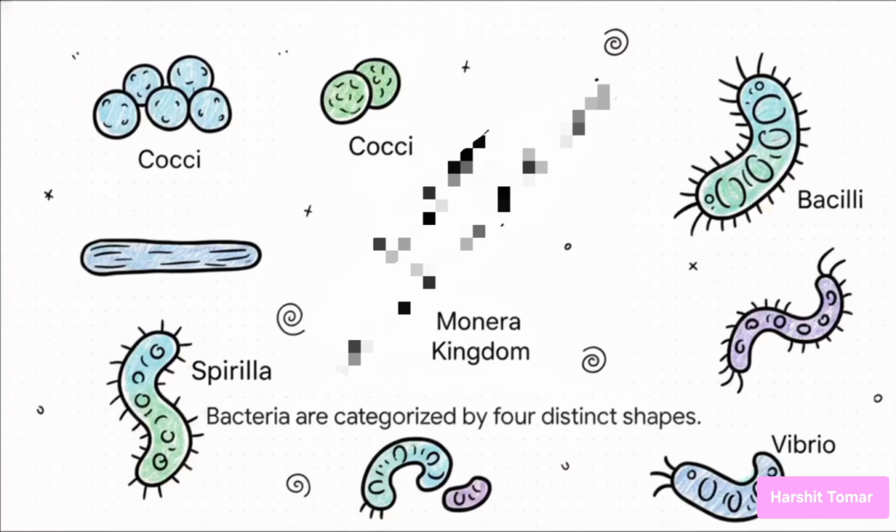Moving on to our first major group, Kingdom Monera, the prokaryotic pioneers. What's really fascinating here is that all bacteria, which, by the way, are the sole members of Kingdom Monera, visually boil down to just 4 fundamental shapes, despite their highly complex metabolic behaviors. We've got the spherical cocci, the rod-shaped bacilli, the spiral-shaped spirilla, and the comma-shaped vibrio. It's this beautiful visual simplicity hiding some incredibly complex biological machinery.